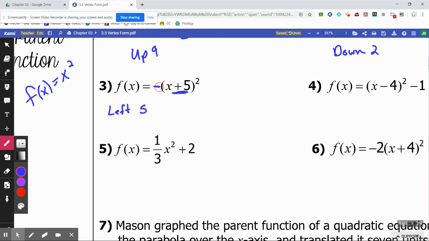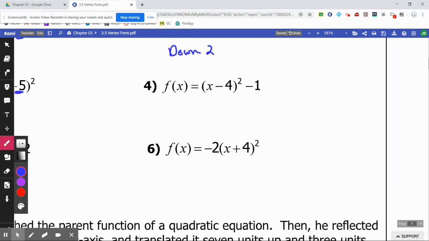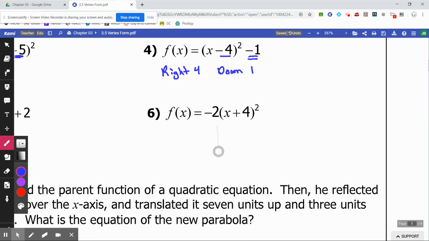Then you have a negative on the outside. It's not inside with that x, a negative on the outside. Negatives flip. If it's on the outside, that's going to be a vertical flip. It's going to flip it up and down. The minus 4 on the inside would move it right 4. Always opposite. The minus 1 on the outside would move it down 1, exactly as it says it does.